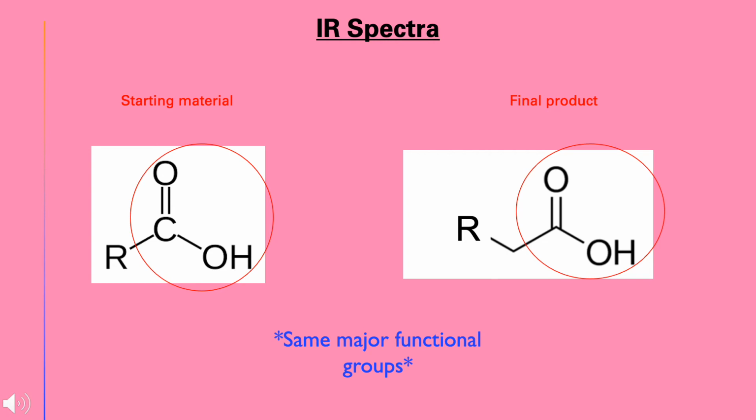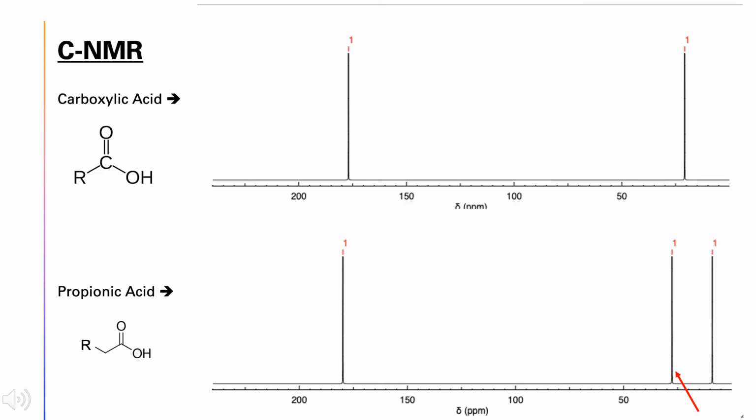IR isn't a powerful tool to determine the difference in the structure of the compounds for this particular reaction, since the starting material and final product both contain the same carboxylic acid functional group. In both carbon NMRs, there is a peak at about 180 parts per million, which accounts for the carboxylic acid functional group that is found in both compounds.